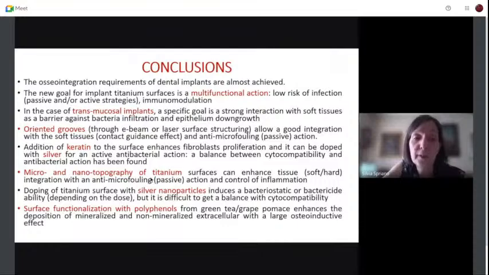The micro and nanotopography of titanium surfaces can enhance tissue integration with an anti-microfouling passive action and control of inflammation. You can get this by several techniques, such as the E-beam or also chemical etching. And you can try to dope the titanium surface with silver nanoparticles in order to induce a bacteriostatic or a bactericide ability, depending on the dose of silver. But in this case, it is difficult to get a balance with cytocompatibility. And then you can use surface functionalization with polyphenols from green tea or grape pomace in order to enhance the deposition of mineralized and non-mineralized extracellular matrix with a large osteoinductive effect.